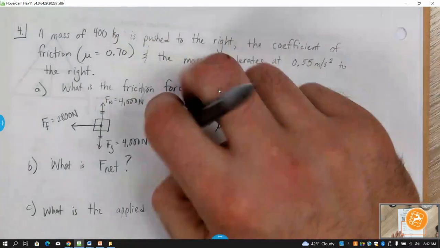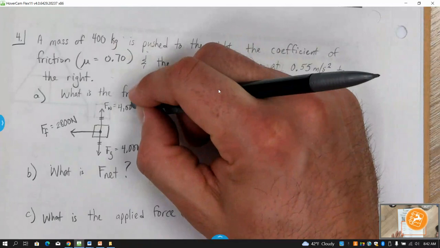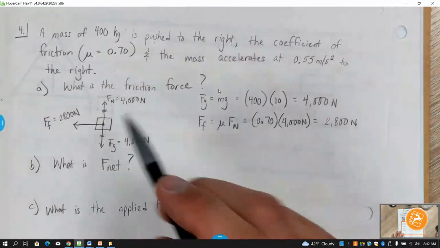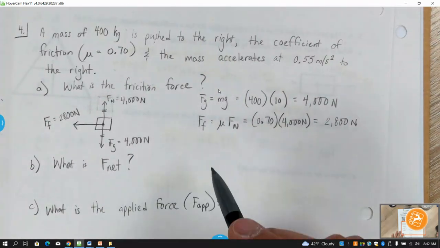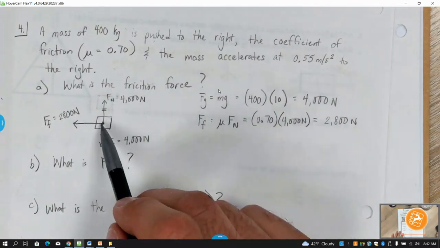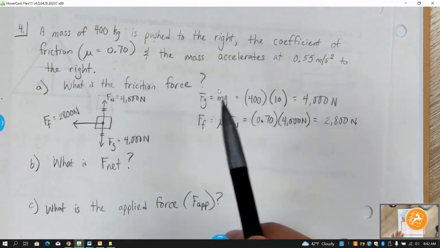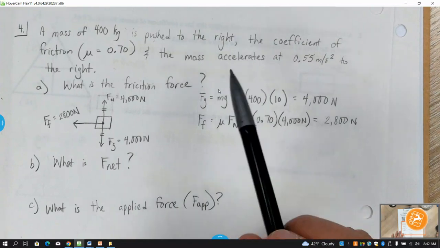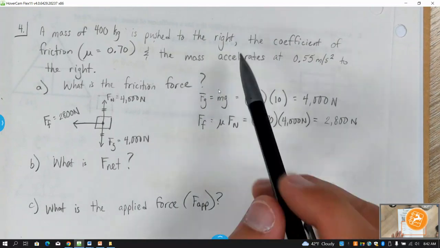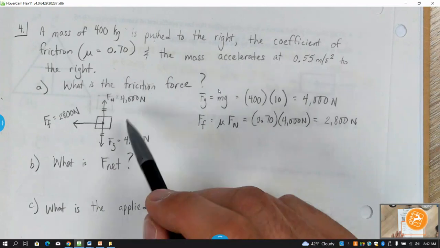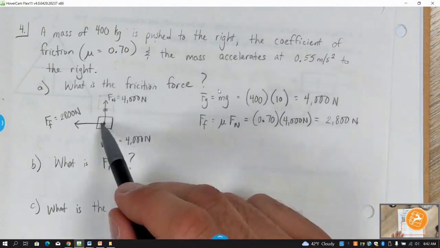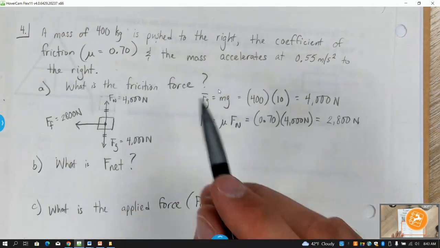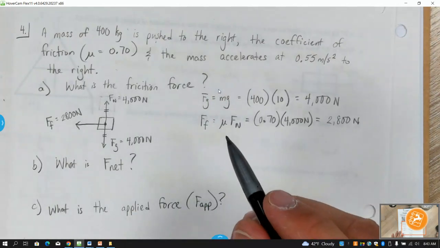Those two are equal. Let me ask this now. Is my applied force going to be 2,800? Is this push force that I'm using going to be 2,800? No. Why? Because it doesn't tell us that this is moving at a constant velocity. In fact, it tells us that it is accelerating to the right, which means we need to be making sure that we have a rightward force that is larger than our FF. Okay, well, dang, how do I do that?